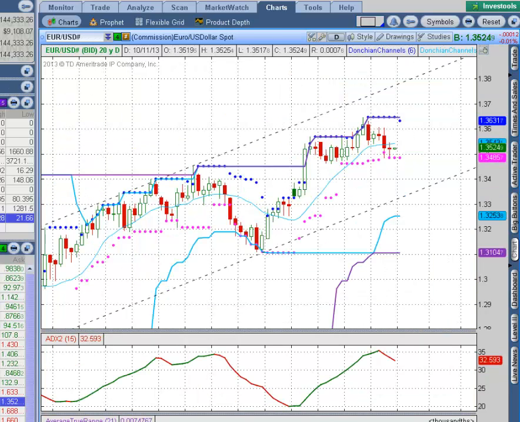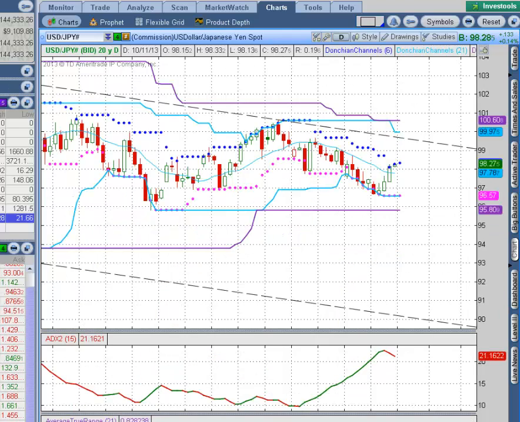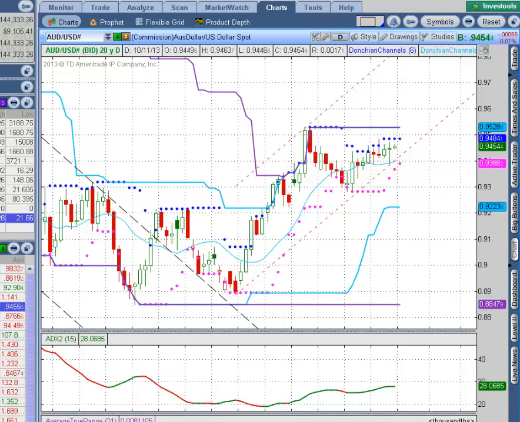Let's look at the price charts for a couple of the more popular Forex pairs to trade. Here's the Euro-US dollar. Though a trade isn't setting up yet, it is in an uptrend. Here's the US dollar yen. Again, we don't have a trade setting up yet, but it is in a downward trend channel. And here's the Aussie US dollar. Again, we don't have a trade set up yet, but it is definitely in an upward channel.